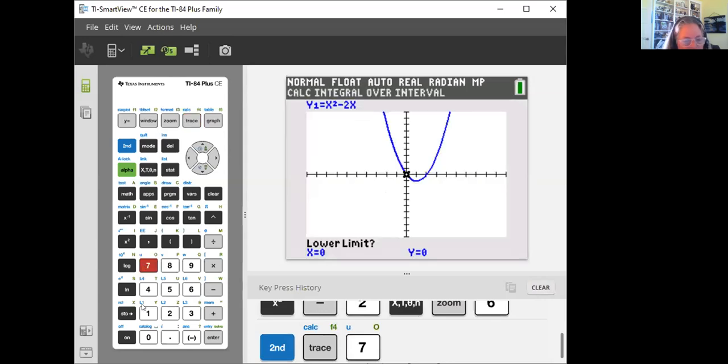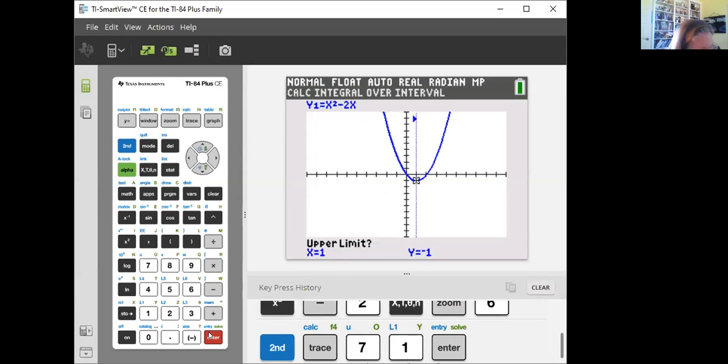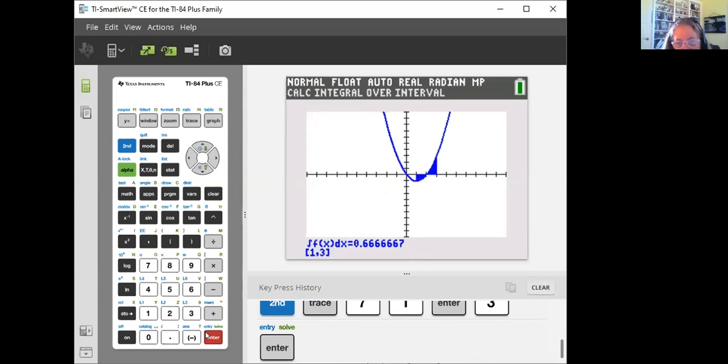And lower limit. The lower limit of that integral was 1, so you just type 1 and press enter. Then it says upper limit. Well, my upper limit was 3, so I press 3 and enter. And it shades the area, and guess what it got? It got 0.66666, or 2/3, okay? So remember, it's the signed area. It's going to be this negative area plus this positive area, okay? The grapher does it for you.